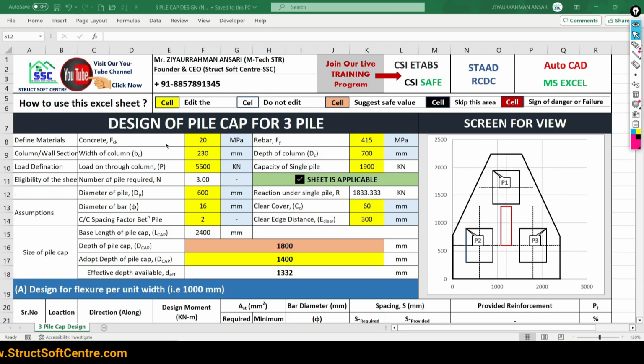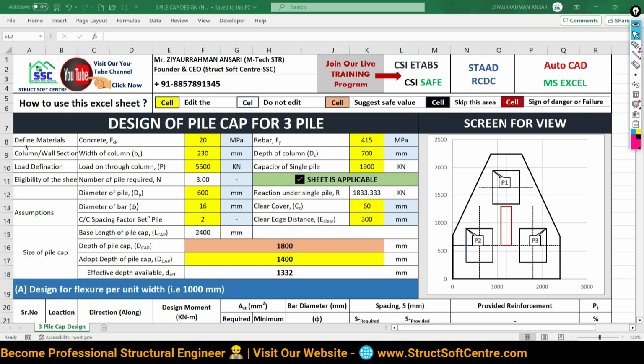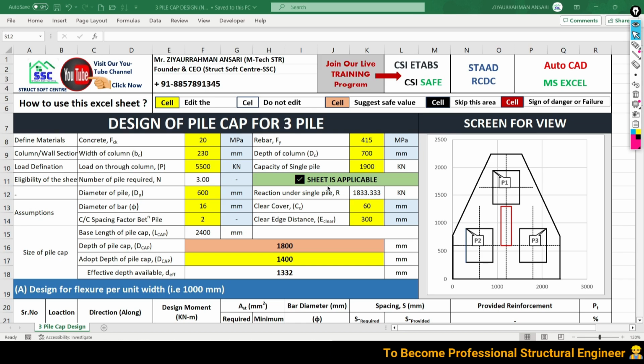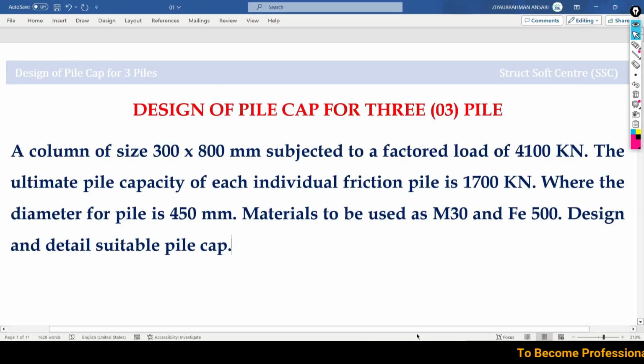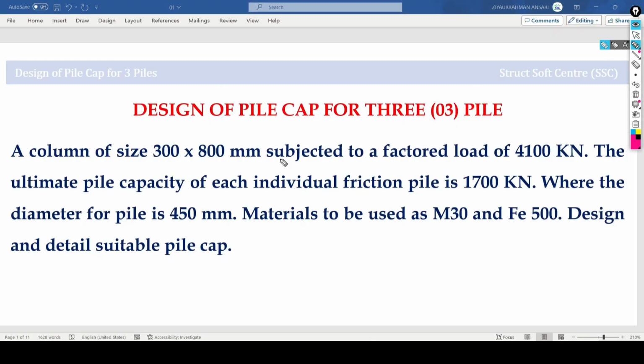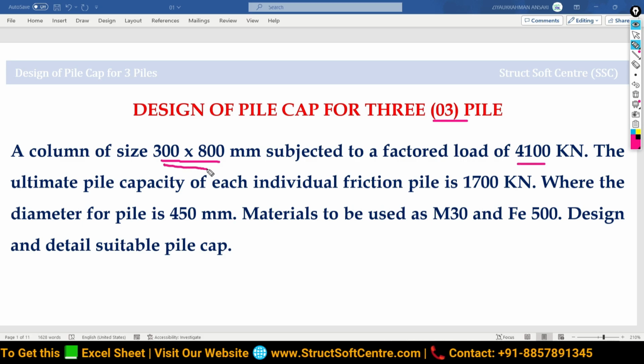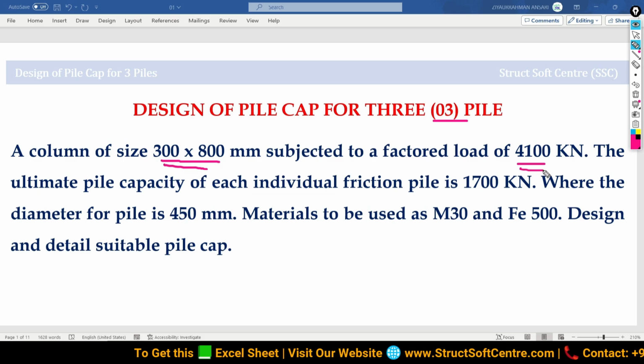Now, first of all, we are going to look at the problem statement, and according to the problem statement we are going to put the values here, because it is first asking about the defined material property, column section property, load definition, and all those things, which you will get from your problem statement. Here is your problem statement, where we have to do the design of the pile cap for 3 piles. There is a column of size 300 by 800 subjected to a factored load of 4100 kilonewton. So this particular column is actually carrying the load of 4100 kilonewton.